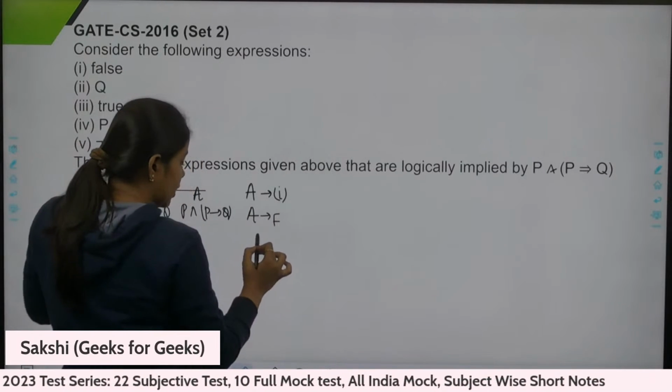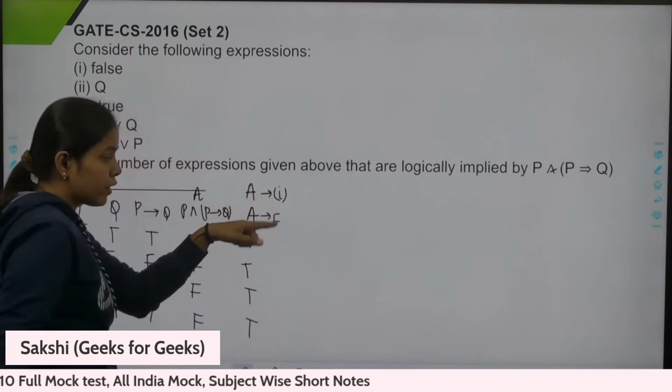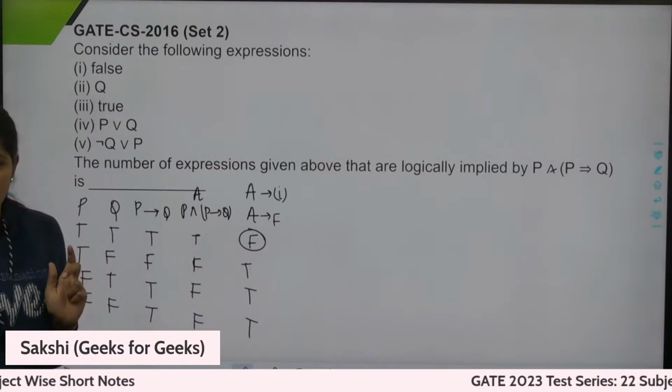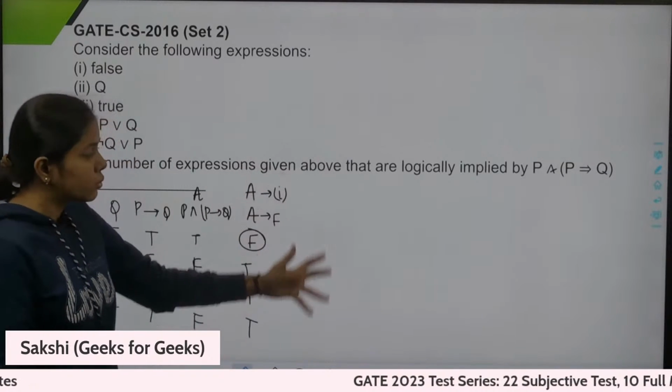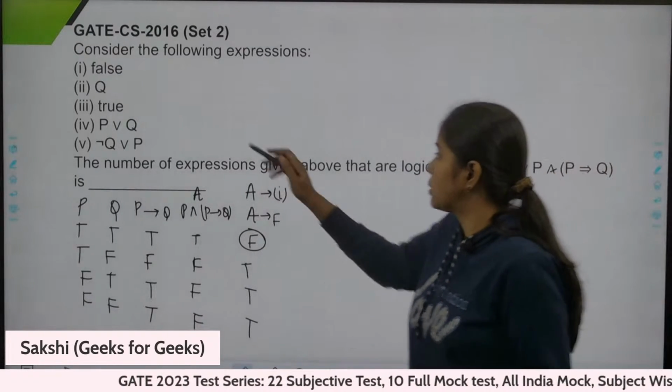So that means true implication false will be false. It will be true, true, true. First is not logically implied because I am getting false in the first case, right? This is not a tautology. So I'll say that this is not logically implied. So this is not true.